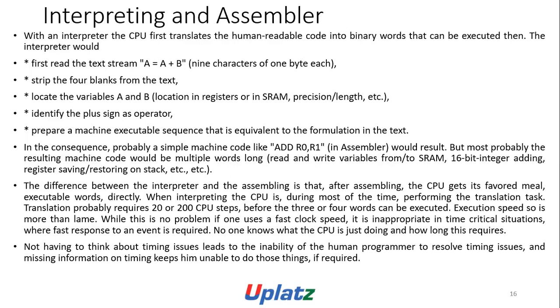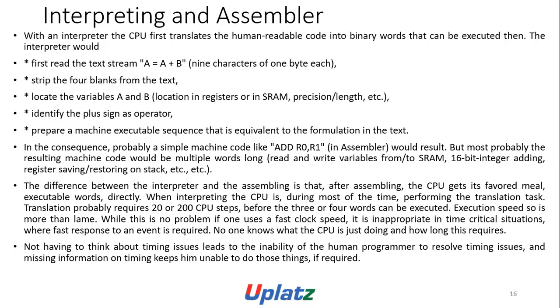Identify the plus sign as operator, prepare a machine executable sequence that is equivalent to the formulation in the text. In the sequence properly, a simple machine code like add R0, R1 in assembler would result, but most probably the resulting machine code would be multiple words long: read and write variables from and to SRAM, 16-bit integer, adding, saving, storing, restoring on the stack, etc., etc.